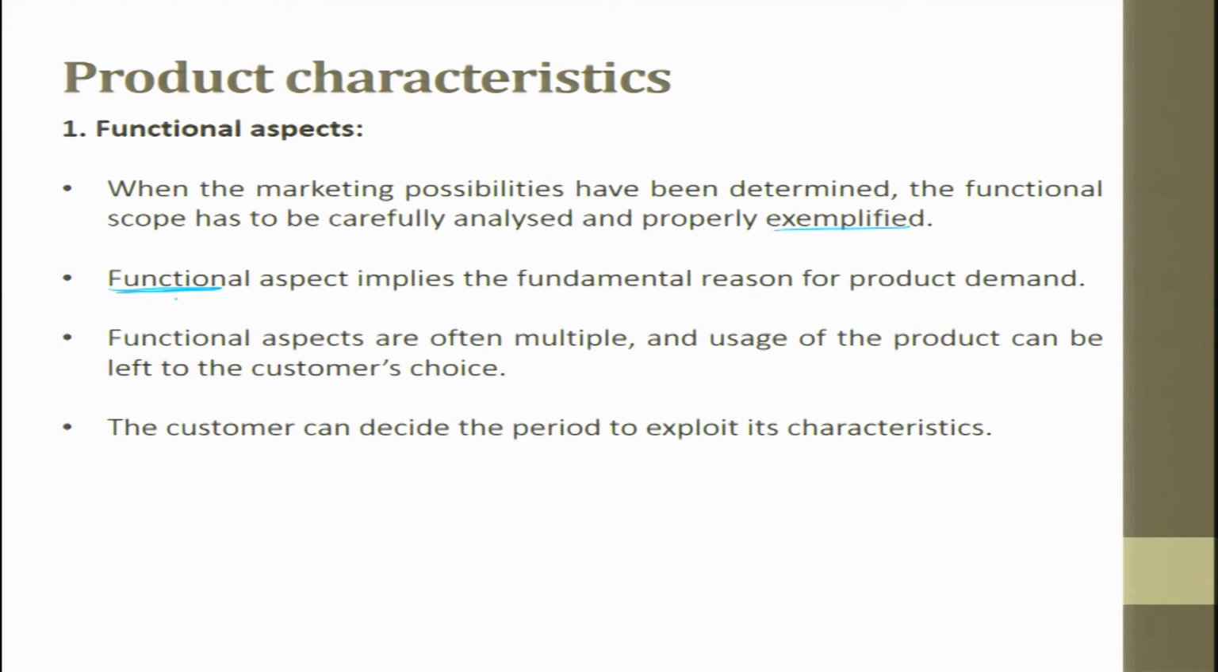Whereas in European countries and Japan, they always give a lot of emphasis to functional and then they give it to form. So, you should have a very clear distinction, right. So, functional aspect implies the fundamental reason for a product demand. Functional aspects are often multiple and usage of the product can be left to the customer's choice. For example, functional aspect, you have to make a pen heavy. Why? Just for holding it.